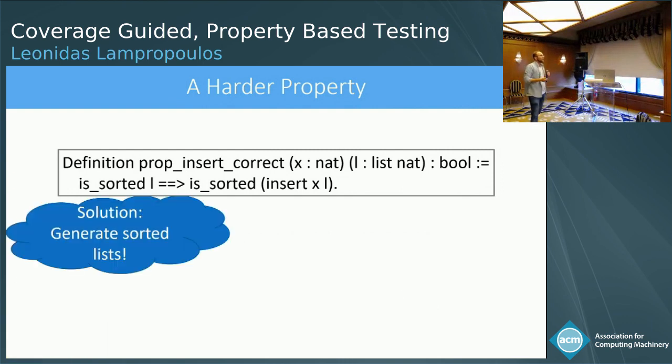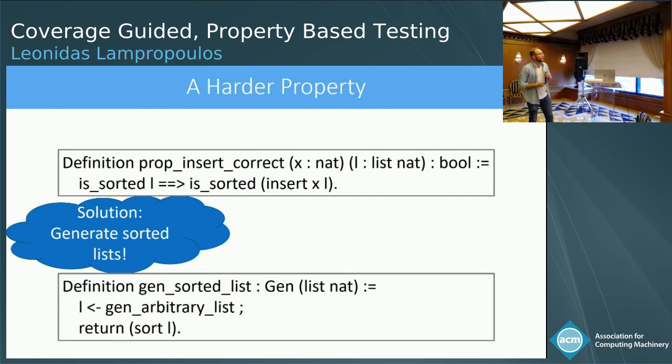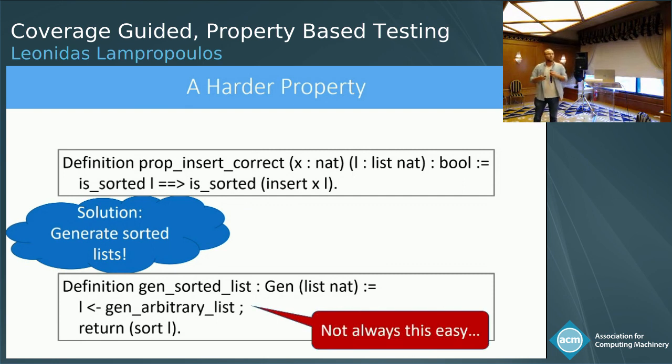So there is a solution to this, and in the property-based testing world, the solution is to write a generator that produces such lists directly, to write a generator for inputs that satisfy the precondition. In this case, it's relatively straightforward. We can just generate an arbitrary list and then sort it. But it's not always that easy.